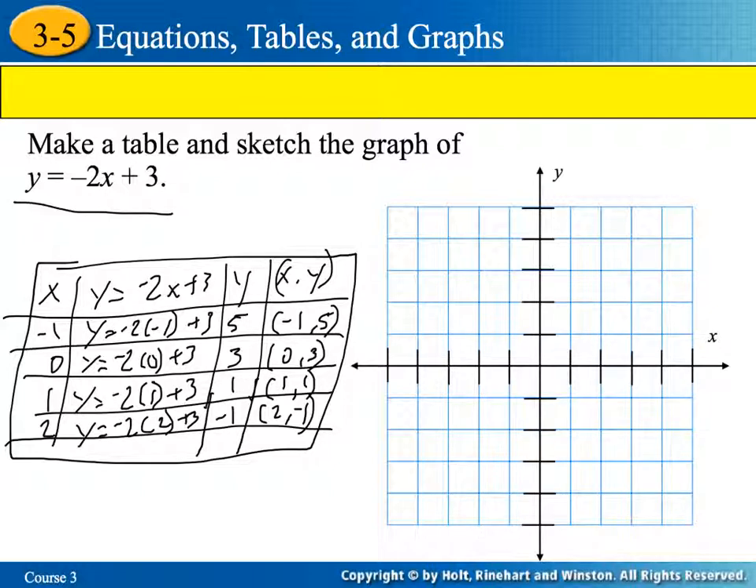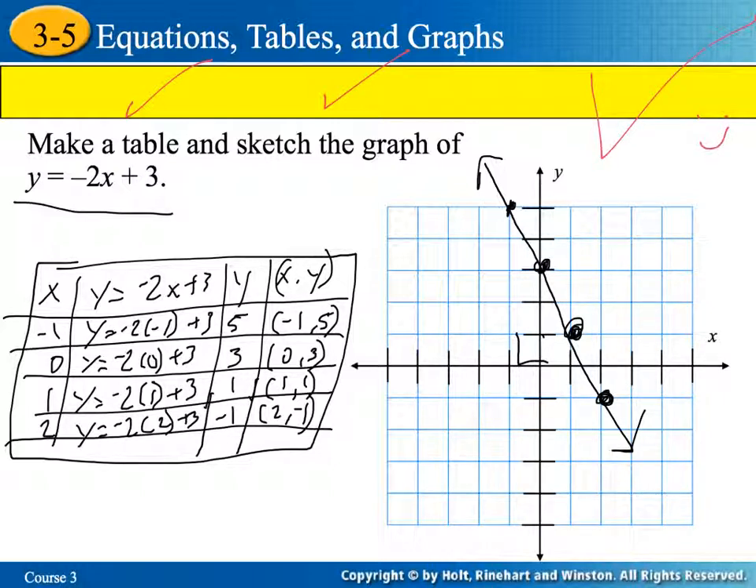All right? So when I graph this problem, I graph at negative 1, 5: negative 1, up 5, 1, 2, 3, 4, 5. Next one is 0, 3: 1, 2, 3. Then 1, 1. And 2, negative 1. And I would draw my line just like this. And my graph would look like that. And I'm done. I made a table. Check. I've sketched my graph. Check. I'm done with the problem. Check. With a little smiley.